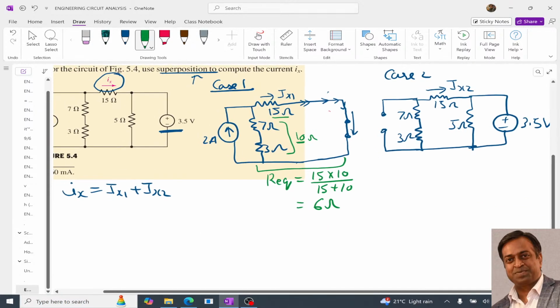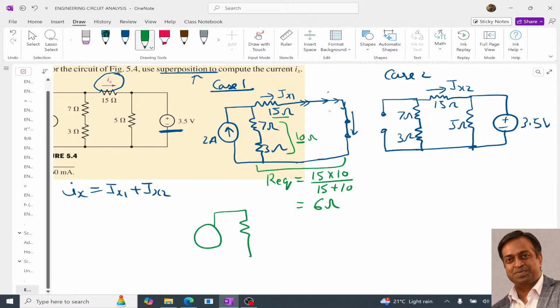So this 6 ohm is something like this, and we have this, right? So it means that this current is going to flow in this direction, plus and minus will be over here. So the voltage across this 6 ohm resistor will be current into resistance, so we have 12.